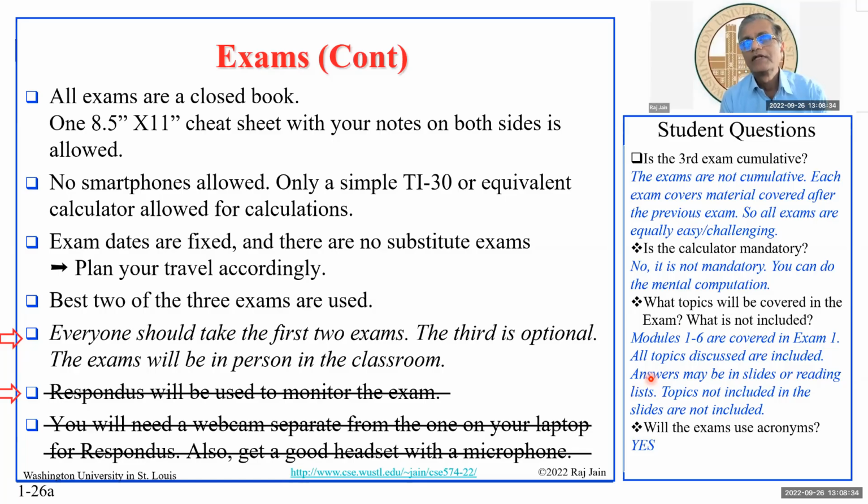That's all. Will the exam use acronyms? And the answer is, in capital letters, YES. We are not going to spell out the full form of OFDMA, or TDMA, or TDM, or TDD. These acronyms will be flying left and right, okay? And you have to know them by now. Okay, so those acronyms have to be known. Next.